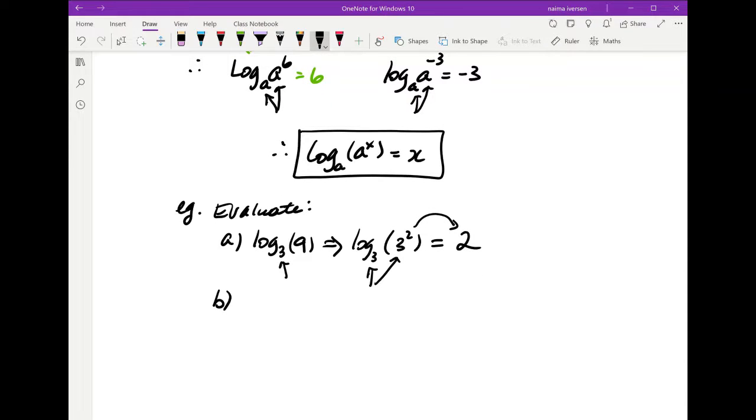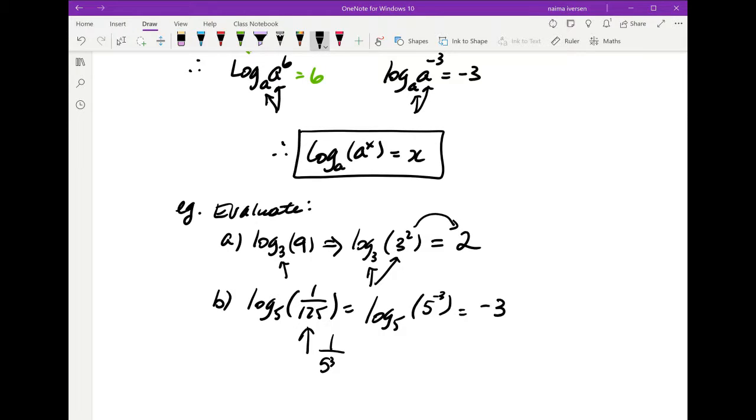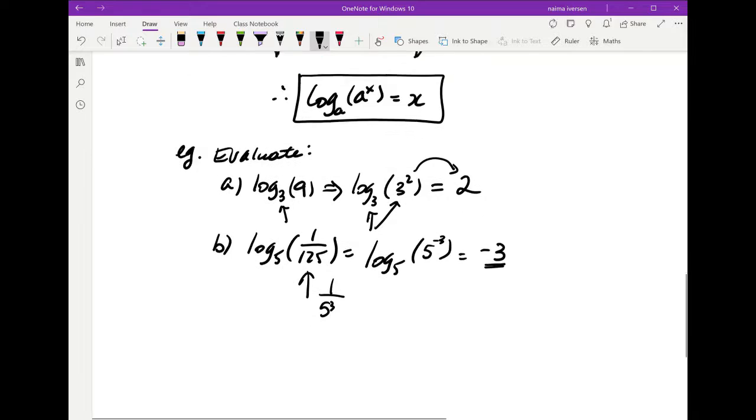If you wanted to have log base 5 of 1 over 125, you've got a base of 5. So you'd have to write this as a power of 5. This is 1 over 5 cubed, also known as 5 to the power of negative 3. Once you've done that, logs are exponents, and so out pops the exponent.